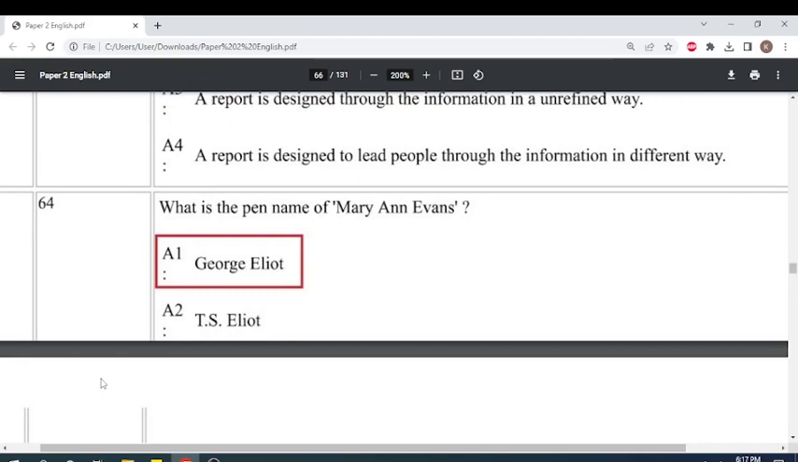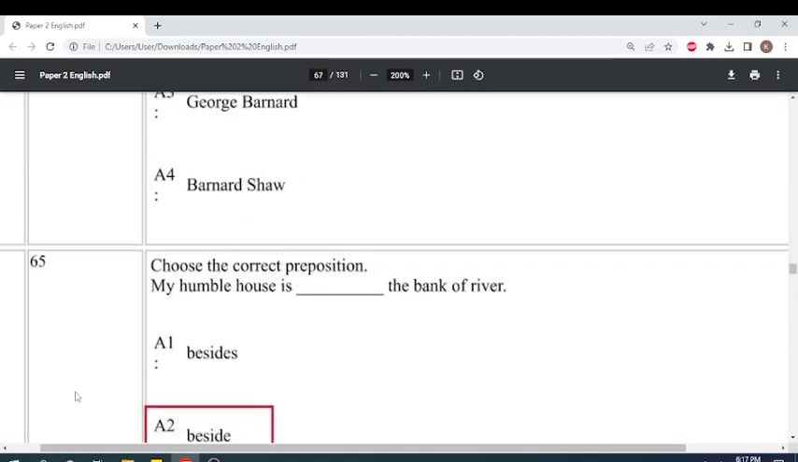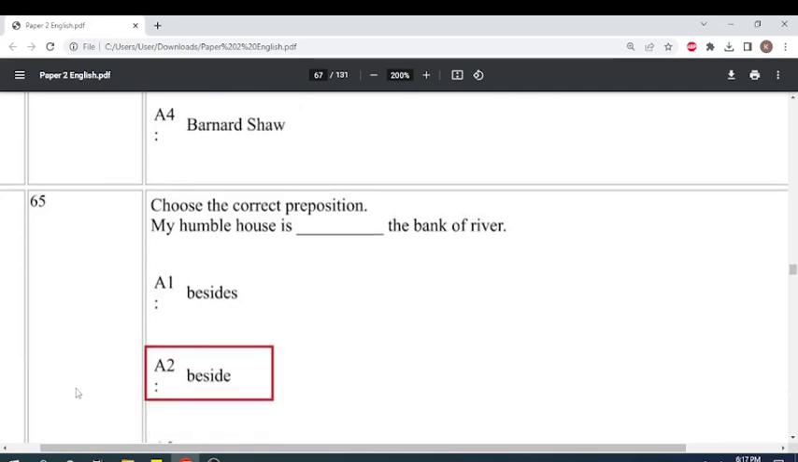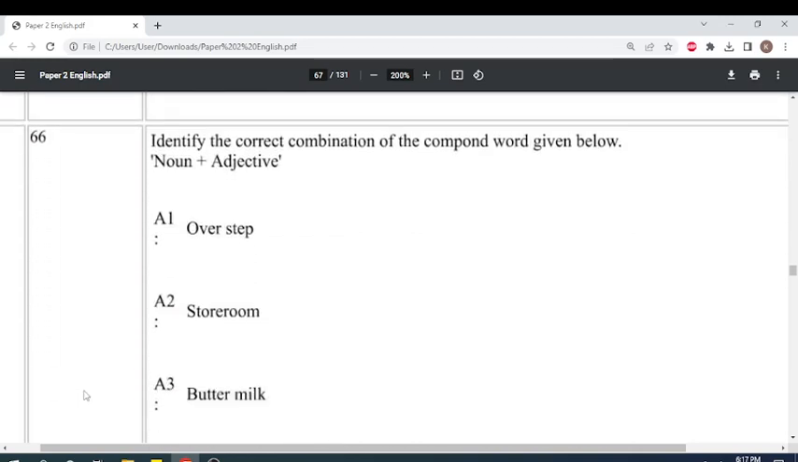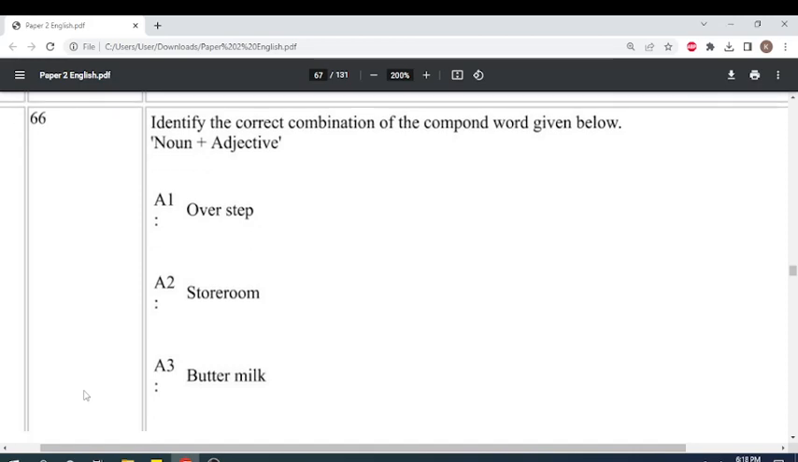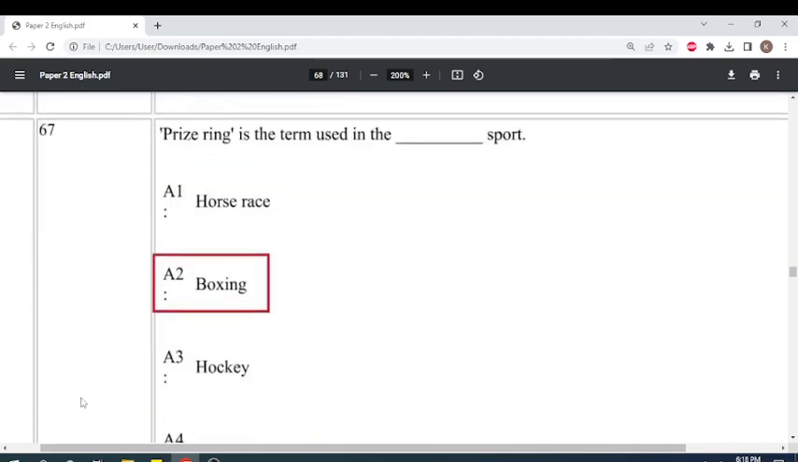64. What is the pen name of Mary Ann Evans? Answer A1 George Eliot. 65. Choose the correct preposition. My humble house is dash the bank of river. Answer A2 beside. 66. Identify the correct combination of the compound word given below. Noun plus adjective. Answer A4 diamond hard. 67. Prize ring is the term used in the dash sport. Answer A2 boxing.